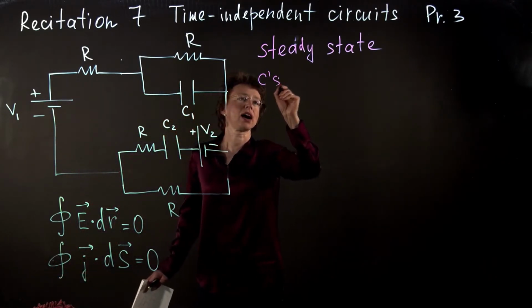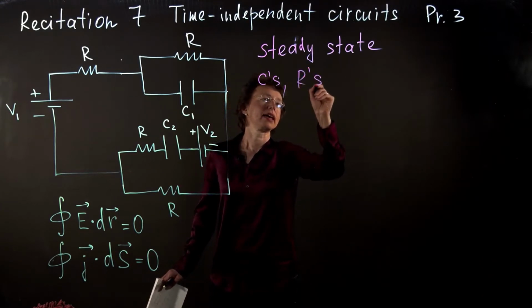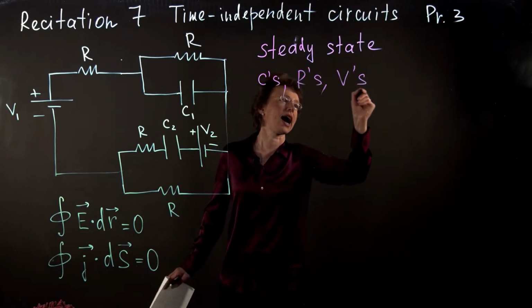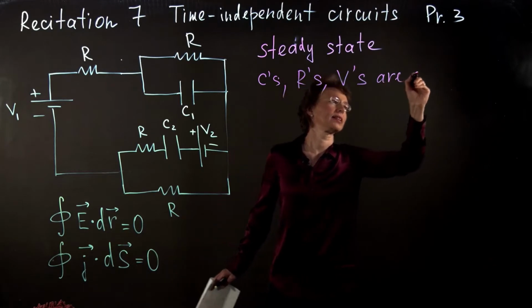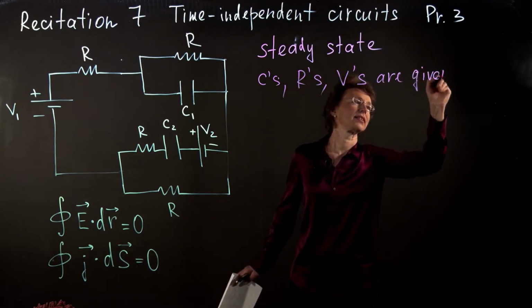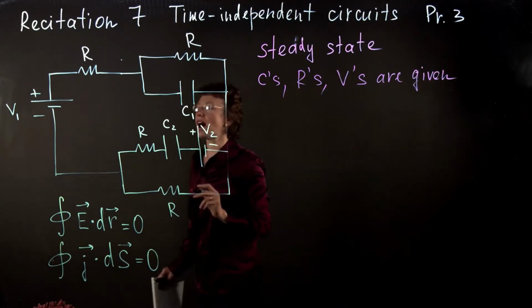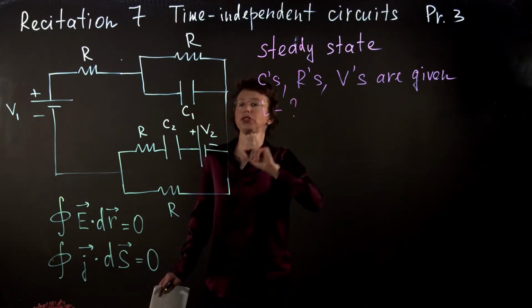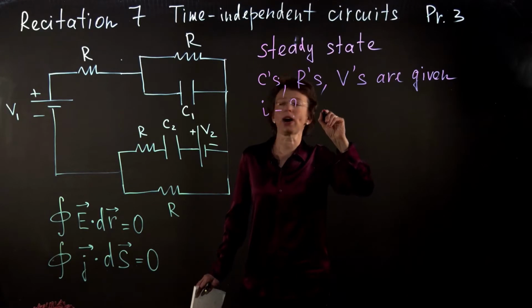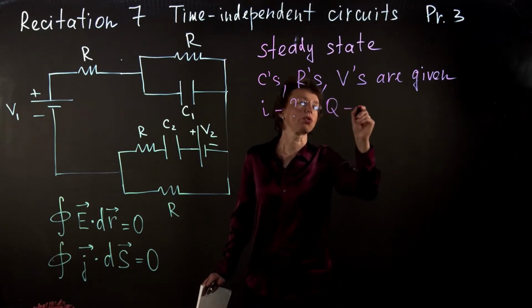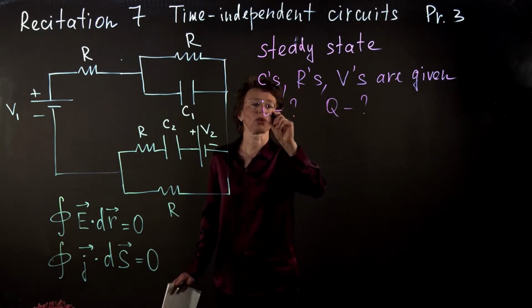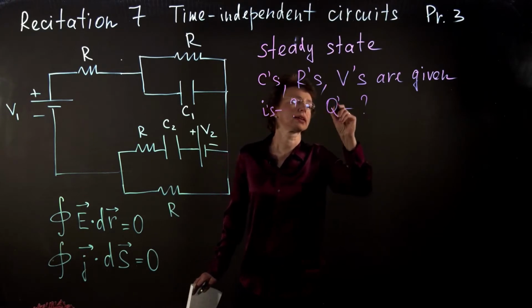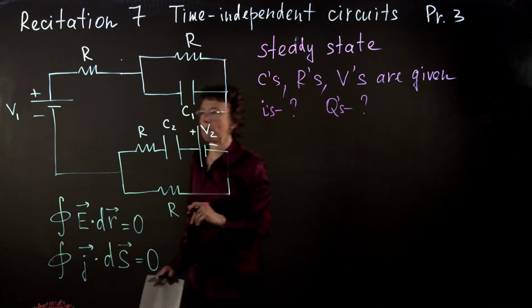C's, R's, and V's are given. We need to find all currents in this circuit, and we need to find all charges on the capacitors. So, currents and charges on the capacitors.